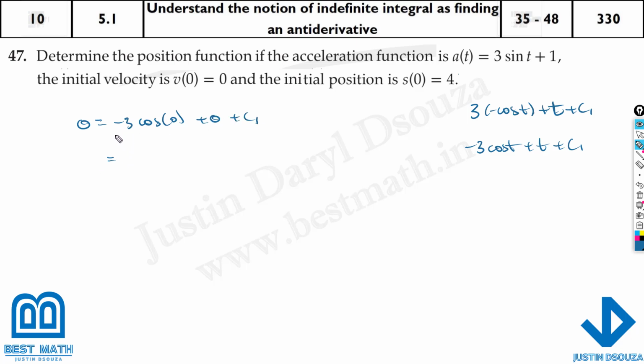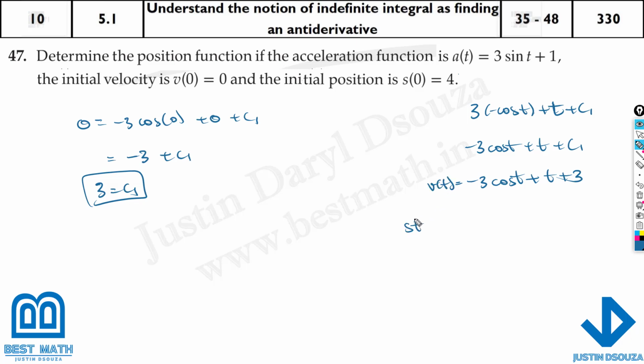And then here, all you need to do is solve it. Minus cosine 0 is 1, right? So it'll be minus 3 plus c1. So 3 is equal to c1, the first constant of integration. Let's write it out over here: minus 3 cos t plus 3. This is the velocity function.